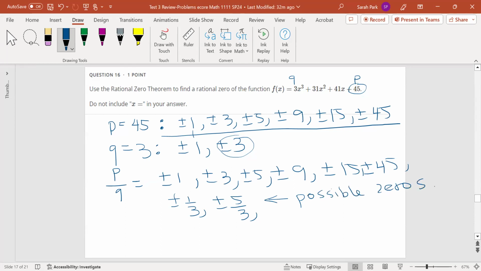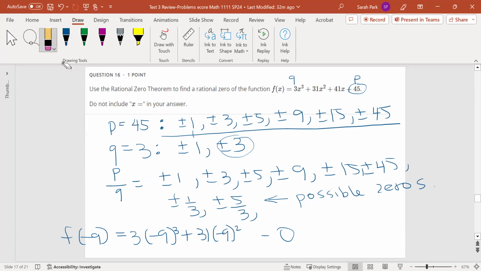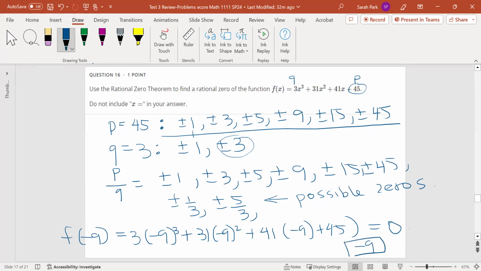And in order to see which one is the zero, you have to put each of those into the function and find the one that gives you 0. Okay, I already worked it out and figured out that -9 works. If you plug -9 into the function, you get 3 times -9 squared plus 41 times -9 plus 45. And plugging that into the calculator gave me 0. So that tells me that -9 is a zero of the function.